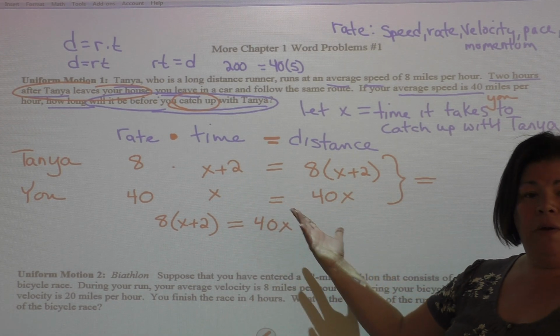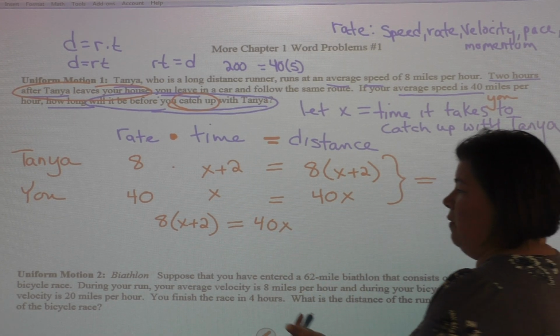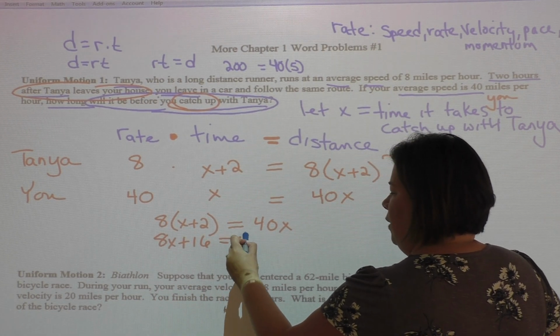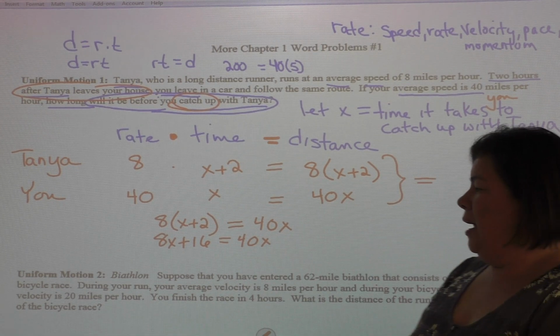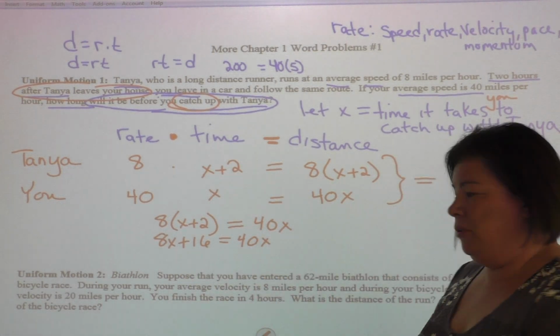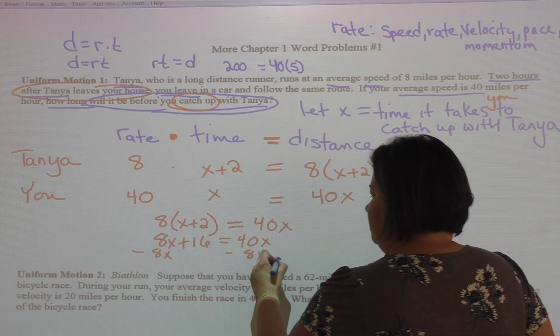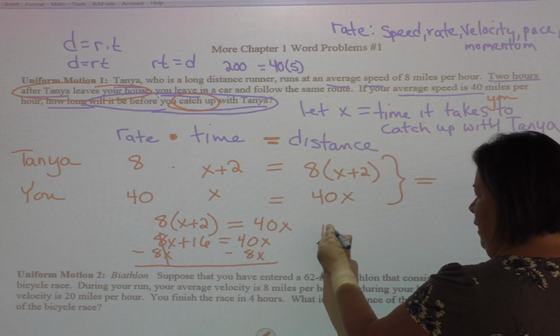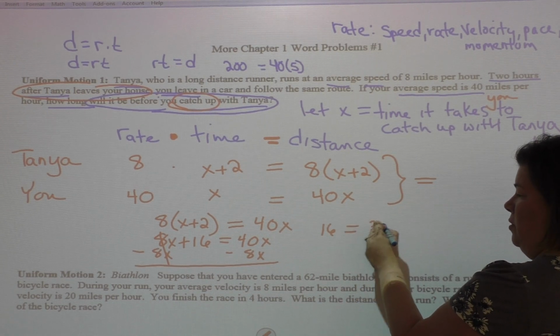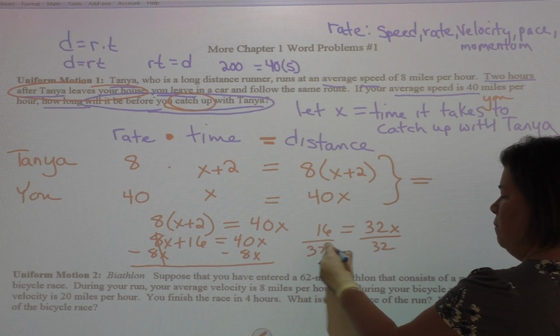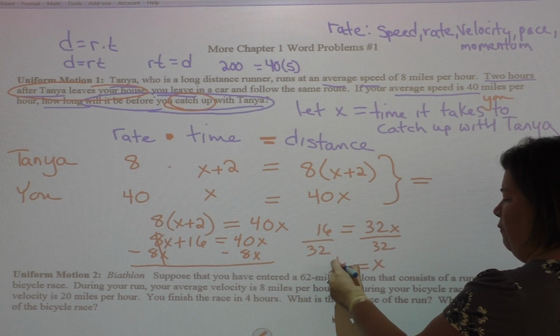So we're going to go ahead and solve like we usually do. Let's distribute. So we get 8X plus 16 equals 40X. If we isolate by bringing the variable to one side, we're going to subtract 8X from both sides. Bringing it over here, we have 16 equals 32X. Divide by 32. X is equal to 1/2.